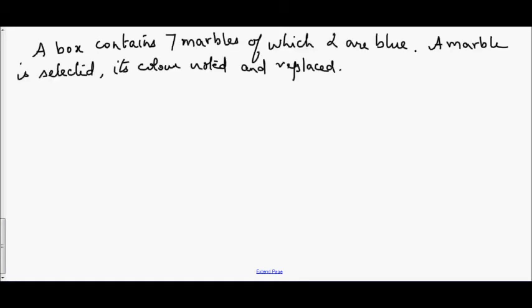A bag contains 7 marbles, of which 2 are blue. A marble is selected, its color noted and replaced. So you can see that the event is independent, the trial is independent there because it's been replaced. The next sentence here would be, this process is repeated 50 times. And this is where you actually identify this as a binomial distribution. So there is a trial which has been repeated.